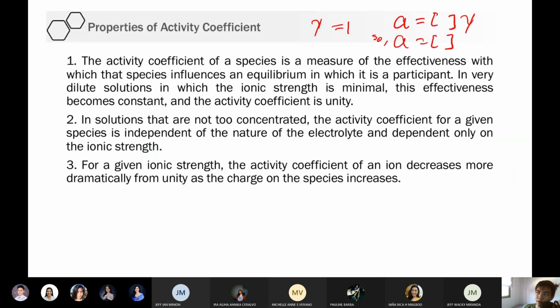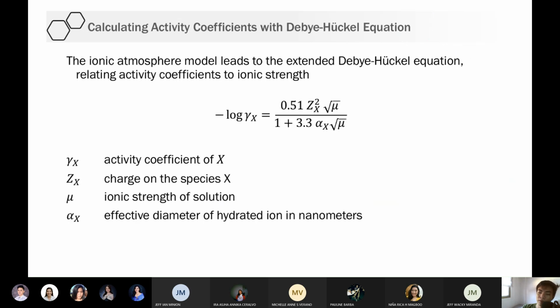So the question now is, what is gamma? How do we solve for the activity coefficient? We already know its effect on the equilibrium equation, but how do we measure it? Because it has a numerical value other than 1. So to solve for gamma, we use this equation, the Debye-Hückel equation.